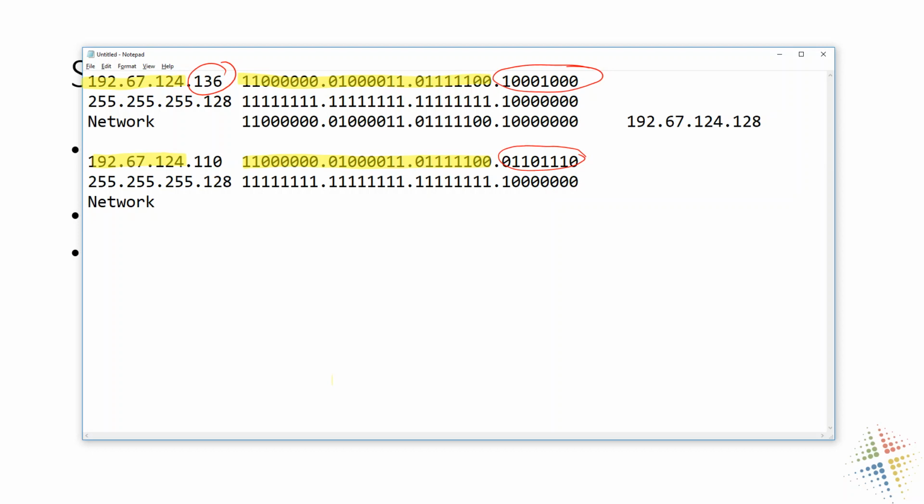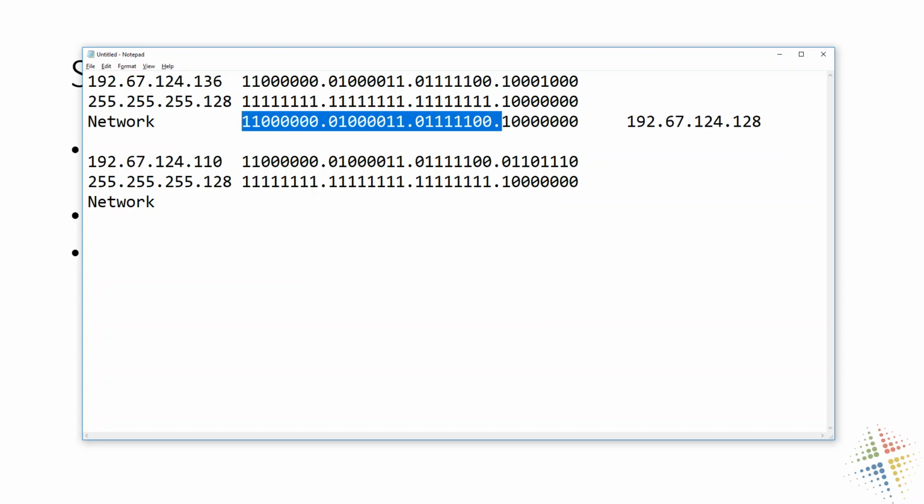So again, same thing, because the first 3 octets are the same for the IP address for host 1 and for host 2, I can essentially copy the first 3 octets of the network address from host 1 onto host 2. Just trying to make this a little bit easier on myself.